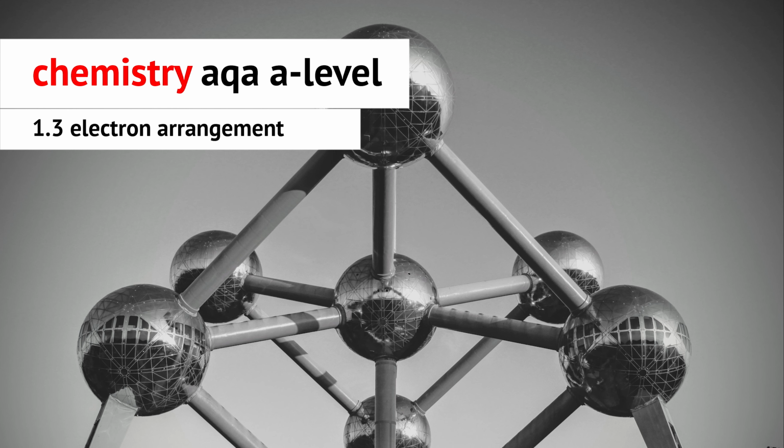The first shell, which is closest to the nucleus, fills first, then the second, and so on. The number of electrons in each shell equals 2n squared, where n is the number of the shell. So, the first shell holds up to 2 electrons, the second shell holds up to 8 electrons, and the third shell holds up to 18 electrons.